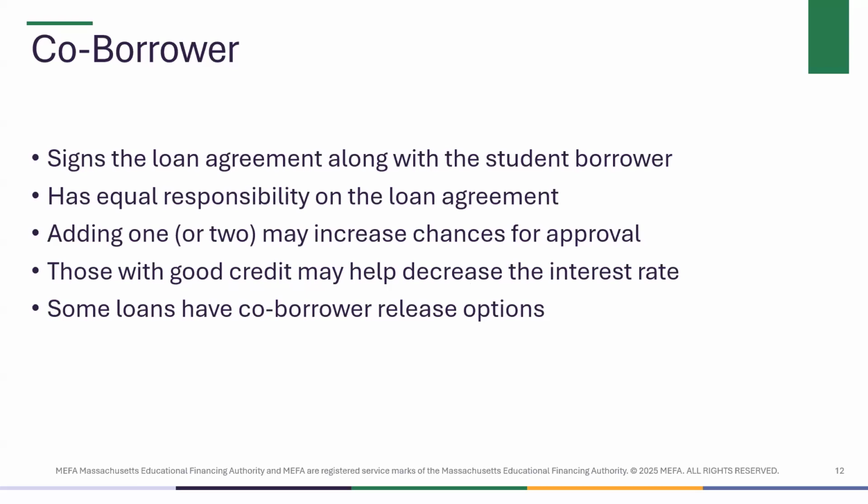So here we are talking about alternative private loans, and then we'll talk about the federal loan options in just a minute. Some loans also have co-borrower release options. If the student makes a certain amount of on-time payments, they can apply to have that co-borrower released once they have graduated and have gone into repayment.